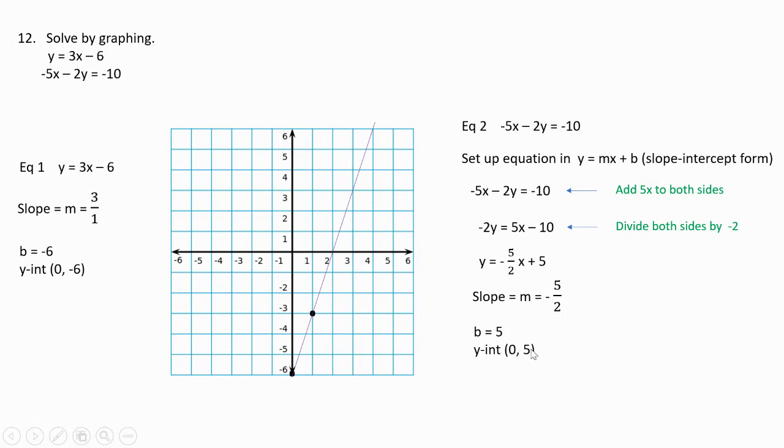When you graph it, the b is the y-intercept. That's your starting point. So we're going to start at 0, 5, which will be up here on the graph. Negative 5/2 means that I'm going to go down 5 and 2 to the right. So from this point, I'm going to go down 5: 1, 2, 3, 4, 5, and 2 to the right: 1, 2. That's my point. So I connect the points with a line. Where the lines intersect, that's the solution. The point where both lines intersect is the solution, which will be 2, 0.